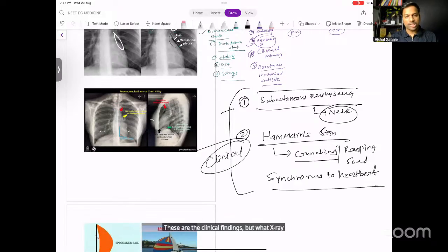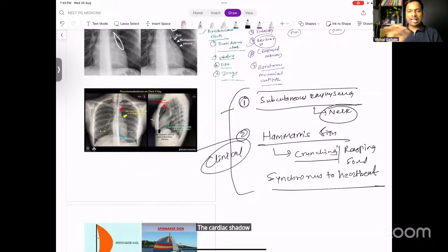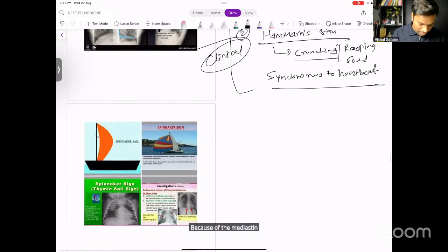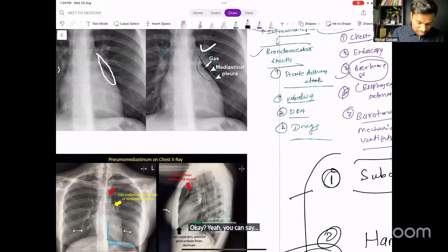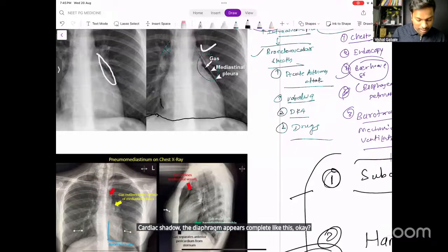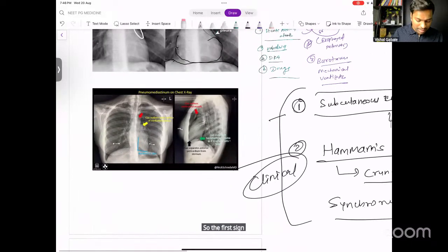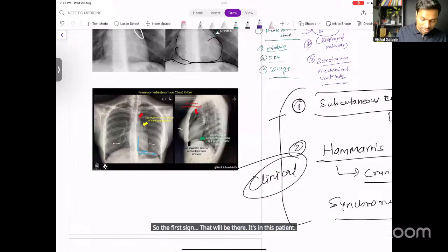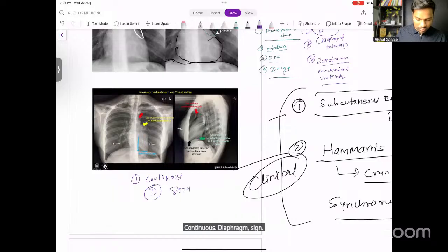But what X-ray findings will be seen? X-ray findings are typical in this patient. First is called the continuous diaphragm sign. Continuous diaphragm means the cardiac shadow, where the heart is, appears with the diaphragm complete like this, and the heart shadow will appear like this. Normally because of the cardiac shadow we won't be able to see this. So the first sign in this patient is the continuous diaphragm sign.